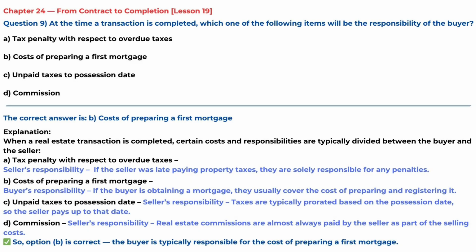B. Costs of preparing a first mortgage. Buyer's responsibility. If the buyer is obtaining a mortgage, they usually cover the cost of preparing and registering it. C. Unpaid taxes to possession date. Seller's responsibility. Taxes are typically prorated based on the possession date, so the seller pays up to that date. D. Commission. Seller's responsibility. Real estate commissions are almost always paid by the seller as part of the selling costs, so option B is correct. The buyer is typically responsible for the cost of preparing a first mortgage.